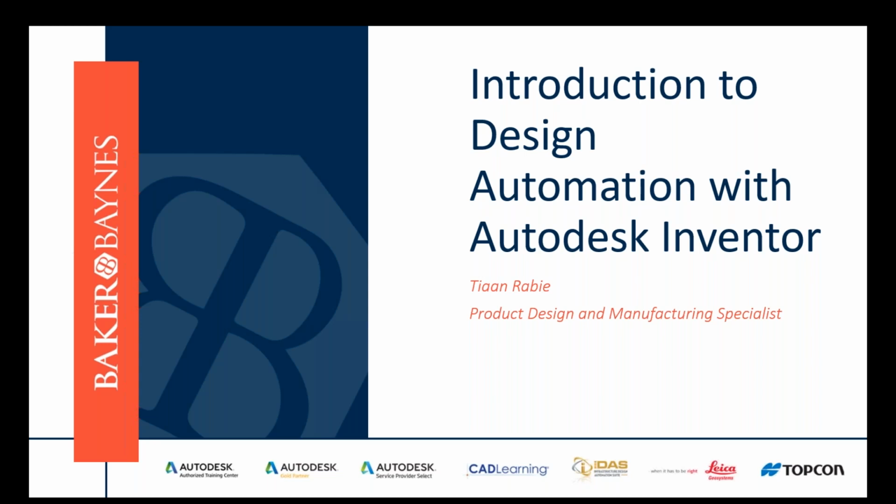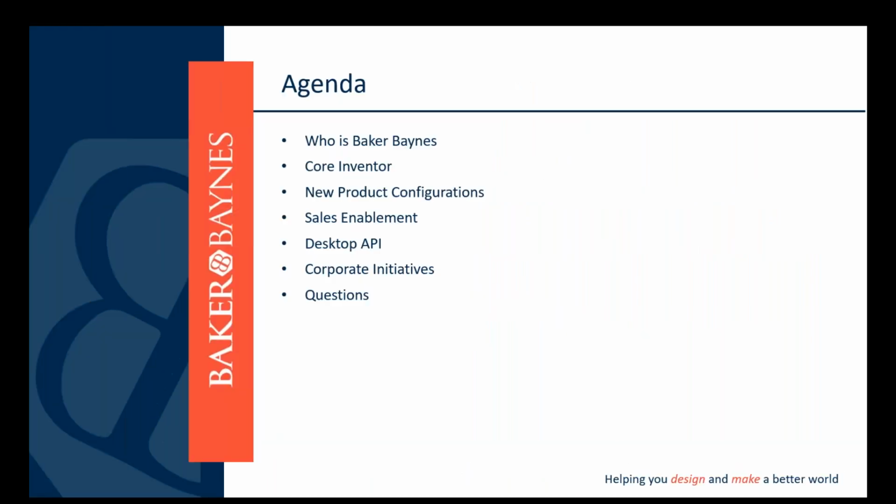So before we jump into anything, I'm gonna go through the agenda with you guys first. The first thing I always do in all of my webinars is I want to tell you a little bit more about who Baker Bains is, what we do, why we are good at what we do, et cetera. And then I'll talk a little bit about parametric modeling and specialized tool sets, understand the levels of automation, and then also look at all the different automation tools in Inventor.